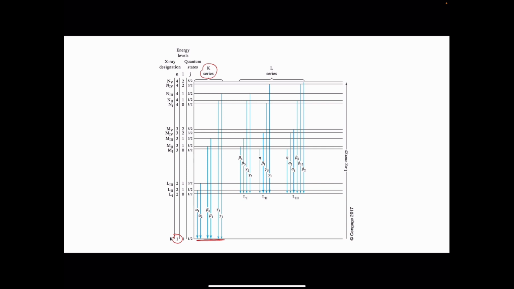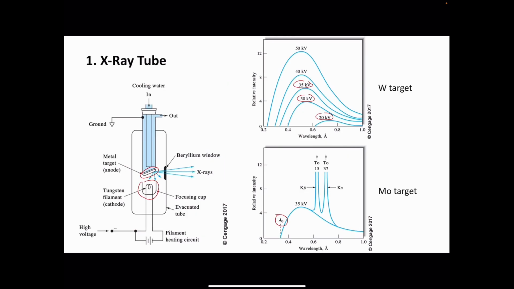Now, the second series is known as the L series, and this is a longer wavelength series, where the n equals 2 principal quantum number, the second principal quantum number, is being filled from higher energy levels. And these are designated depending on where the electron is coming from as either alpha, beta, or gamma. And so for the example of this molybdenum target, you can see that we are looking at the K beta and K alpha emission lines.